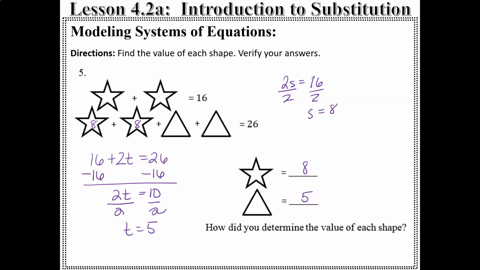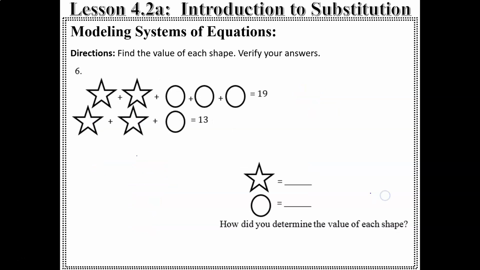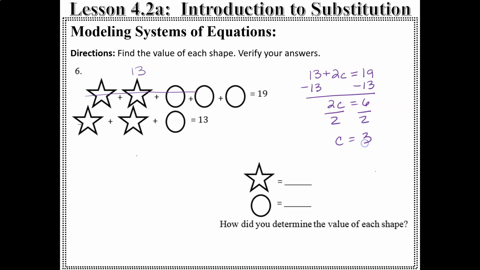All righty. Let's see what fun we have now. Number 6 says I have 2 stars plus 3 circles equals 19. And I have 2 stars and 1 circle equals 13. So I'm going to take these 2 stars and a circle, and I know they're 13. So now I have 13 plus 2 circles equals 19. If I subtract 13 from both sides, I have 2c equals 6. If I divide each side by 2, I have 3. So the circle is 3.